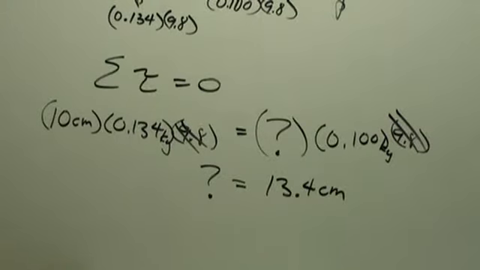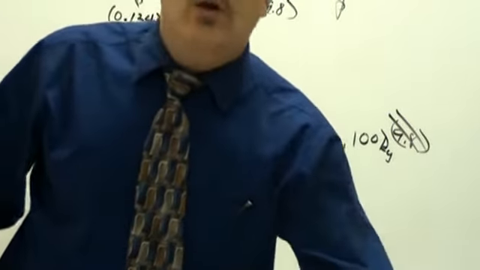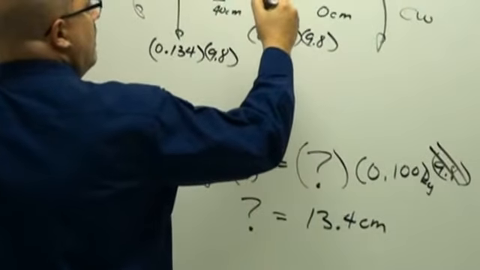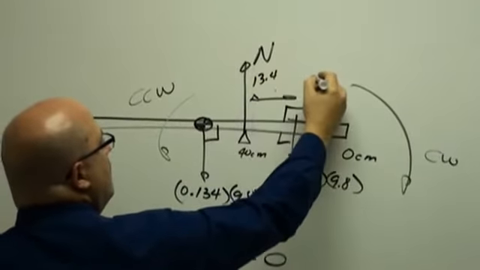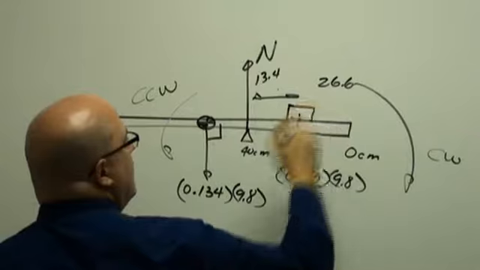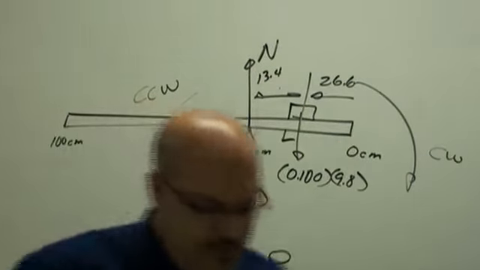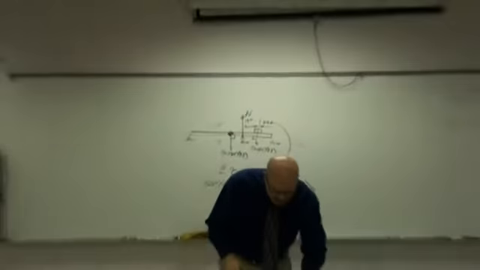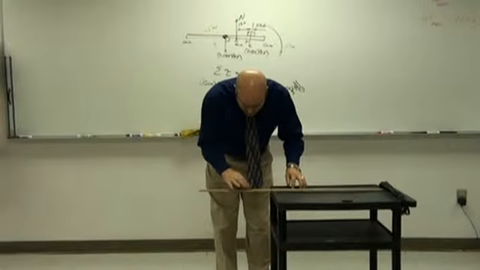13.4 centimeters. Okay, now talk to me here. Does that mean I place this on 13.4? 13.4 from 40. Ooh, so where do I place it? 53.4. 26.6 from the. Okay, so if this is 13.4, and this is 26.6, right? So I place it on 26.6. All right, let's try it. Put this right here on the edge. 26.6.